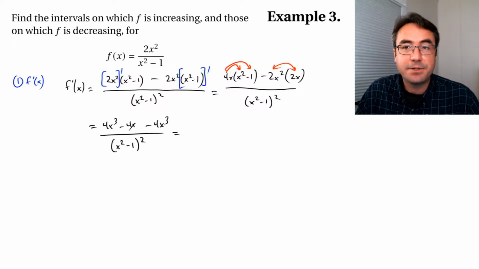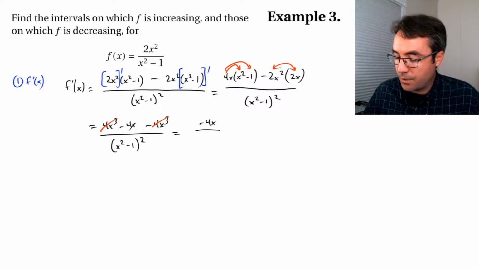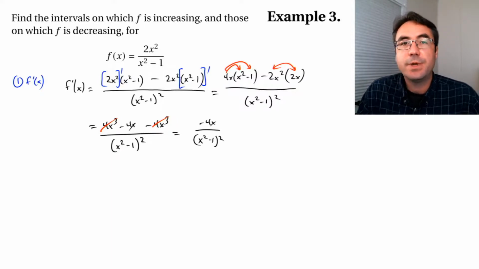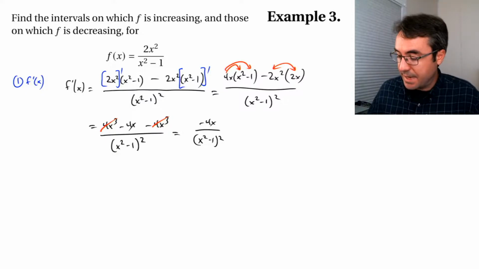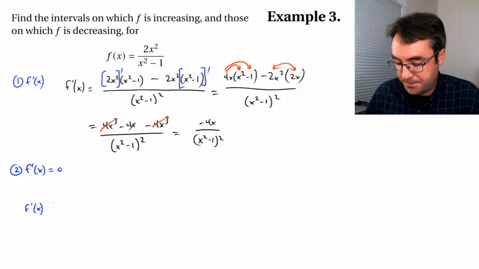4x cubed minus 4x cubed, those terms cancel, and we're left with just negative 4x over (x squared minus 1) squared. So we had to use the quotient rule. We had to simplify our derivative down, and that's about as good as we can get it. Now the next step is to figure out where this derivative is 0 and where the derivative is undefined.